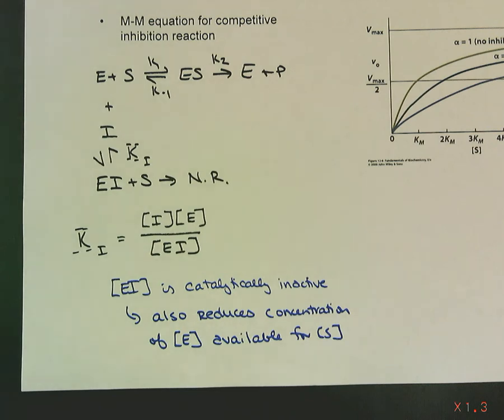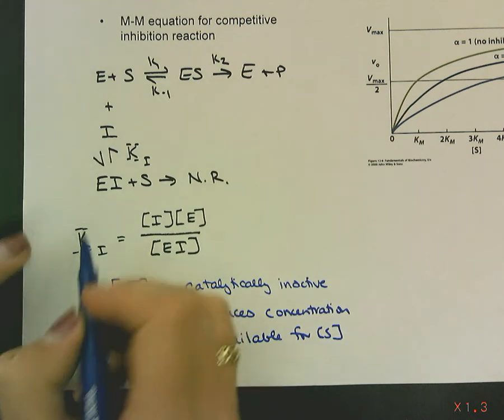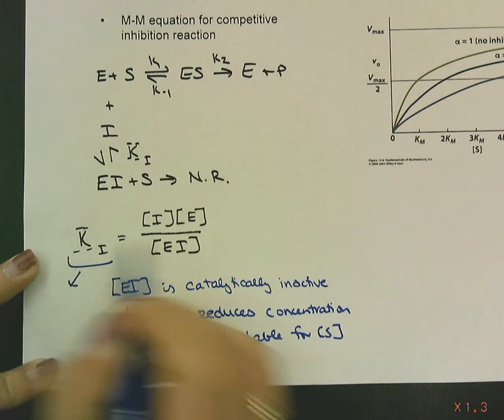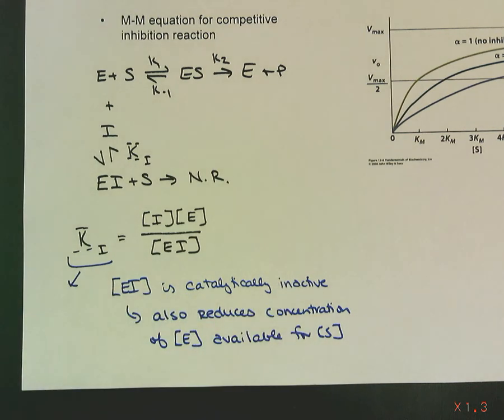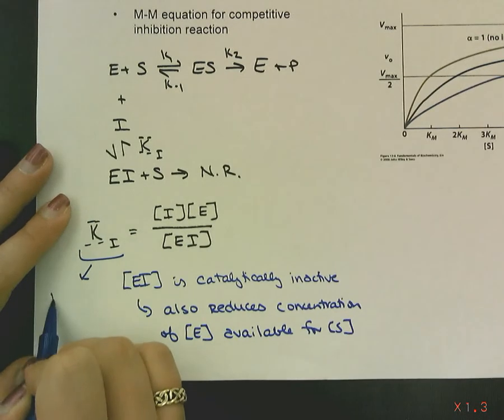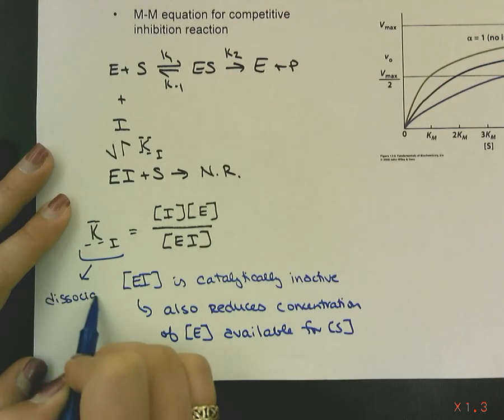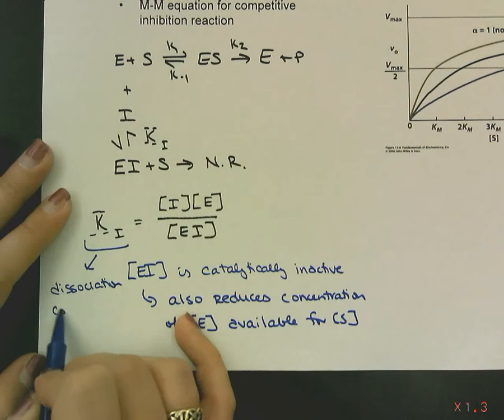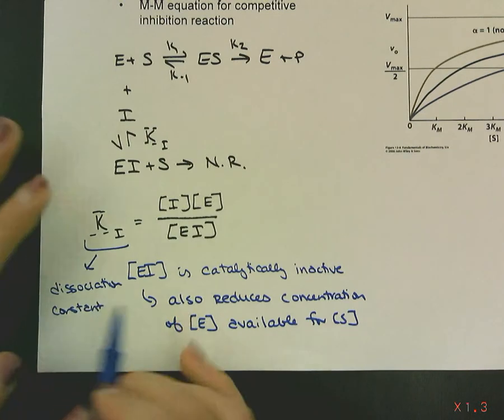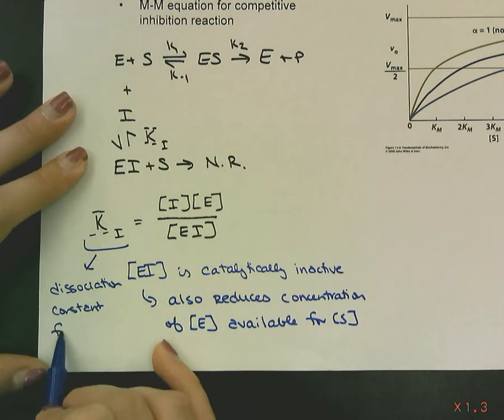So, let me also say, this Ki term is called the dissociation constant for EI.